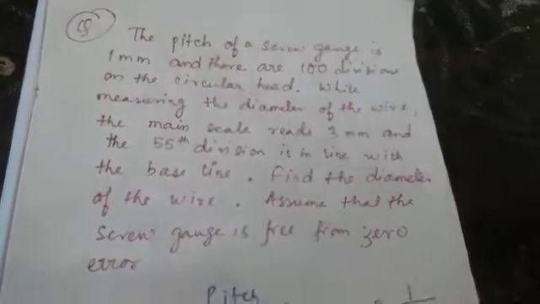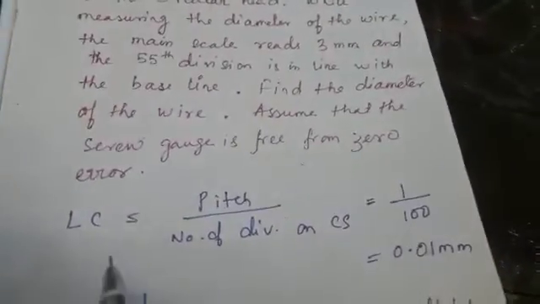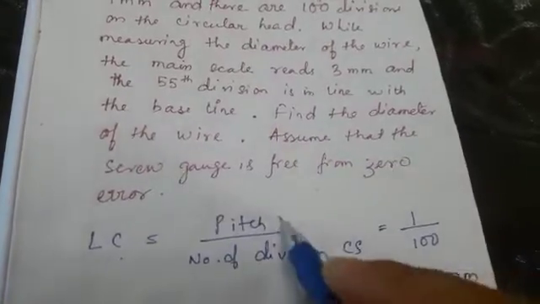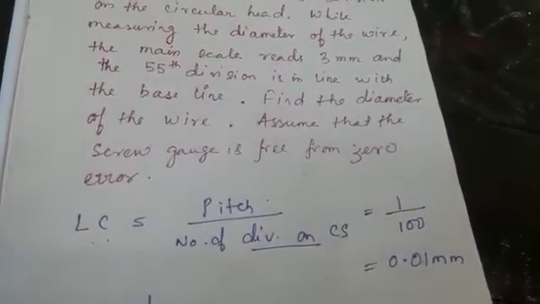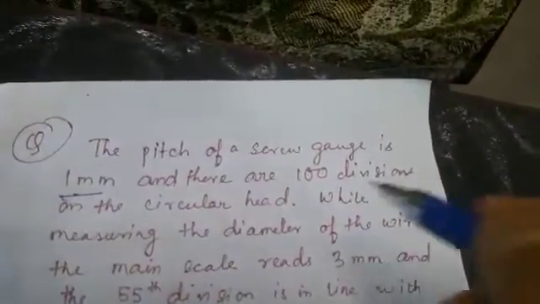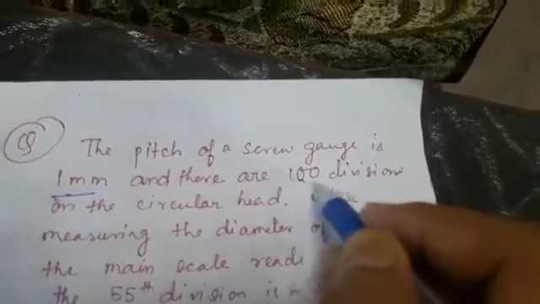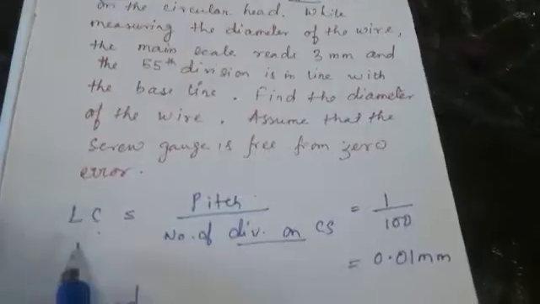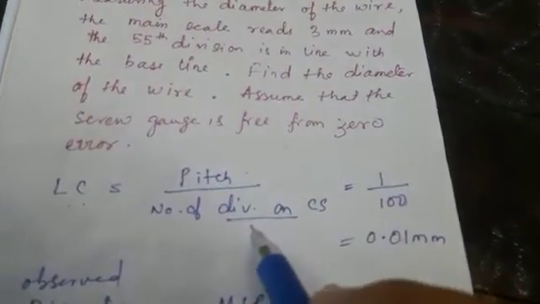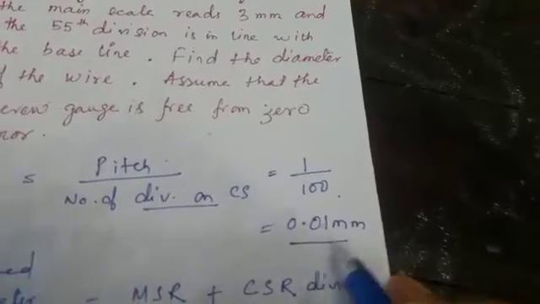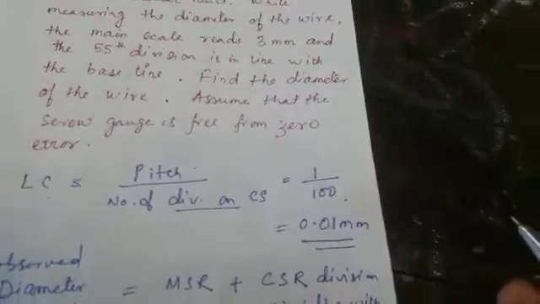This is the question. Now students, see, we have already learned the formula. What is the formula of least count? Least count is equal to pitch by number of divisions in the circular scale. Now see, in the question it is given the pitch of the screw gauge is 1 millimeter. They have given the pitch and the number of divisions on the circular scale is 100. They have already given these two data. So we can easily find our least count, that is pitch by number of divisions in the circular scale, that is 1 by 100, which is 0.01 millimeter. We have got the least count.